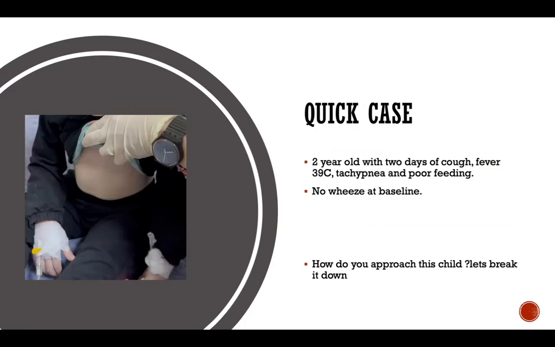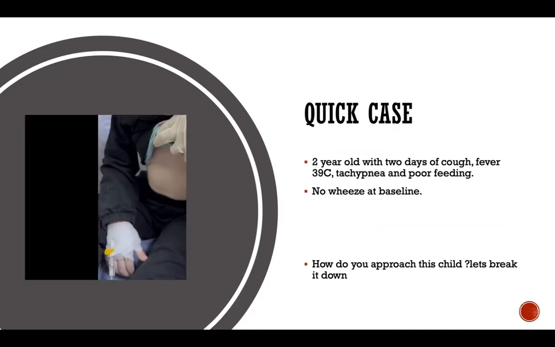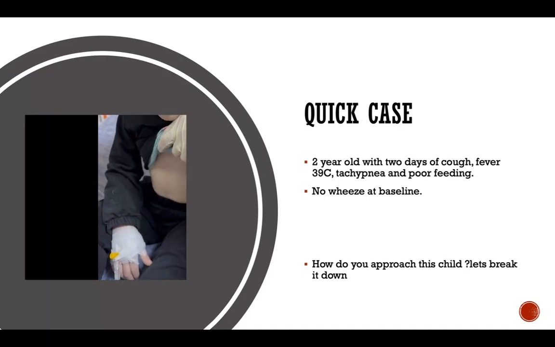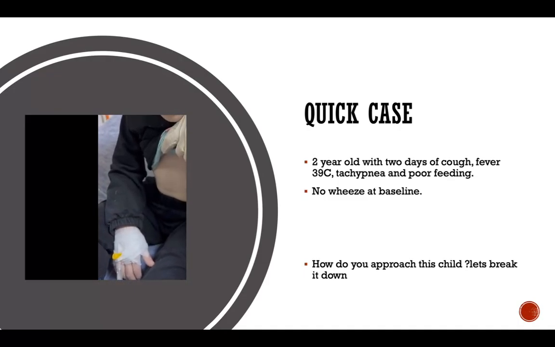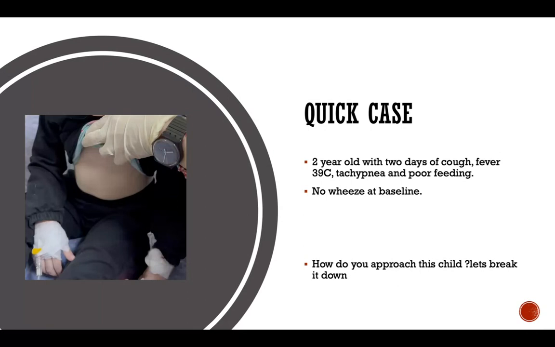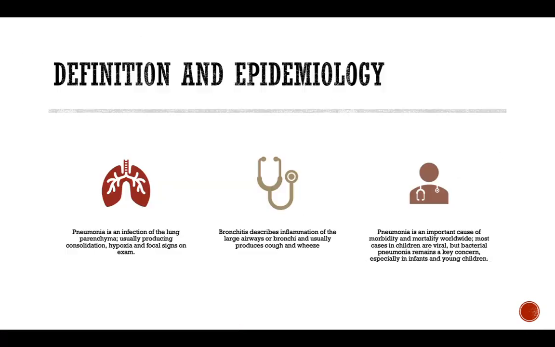I wanted to start my presentation with a quick case. Here, I wanted to show you a case that I admitted to the pediatric emergency of the hospital I was working in, a 2-year-old female patient complaining of poor feeding, 2 days of cough and fever. On auscultation, she had no wheeze at baseline. You can see the way she was breathing. You can clearly see the retractions. So, how do you approach this child?